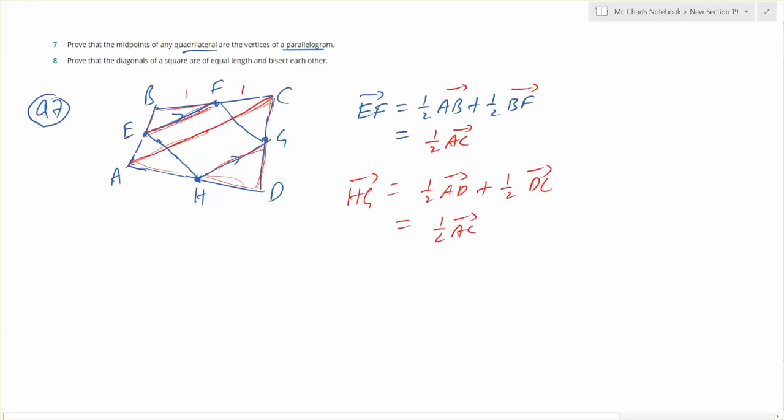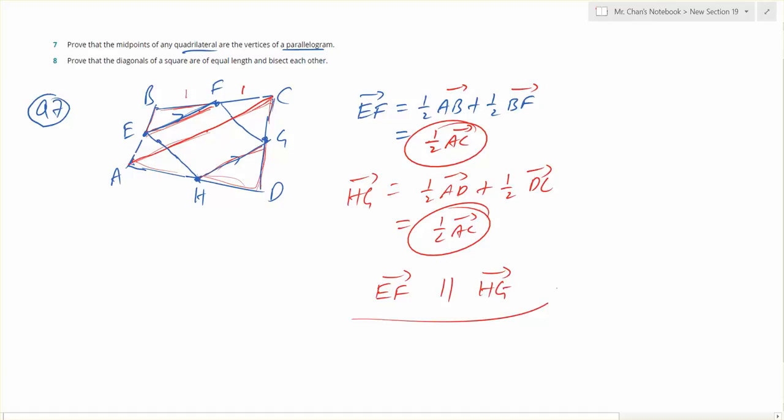So simply stated, these two vectors must be parallel. So therefore vector EF is parallel to vector HG. Now, since these two are parallel and of the same length, must mean FG and EH is also parallel. So we don't need to actually prove that. So therefore, we've answered the question that for any quadrilateral, the midpoints, when joined together, form a parallelogram.